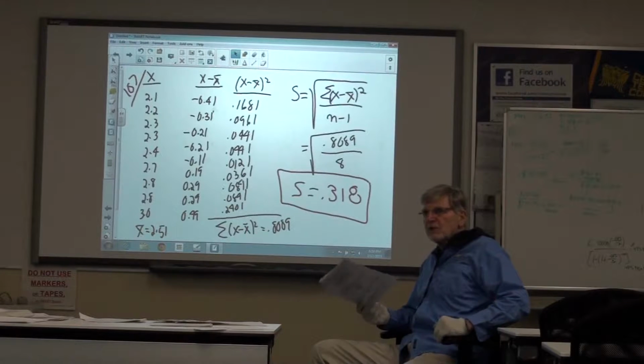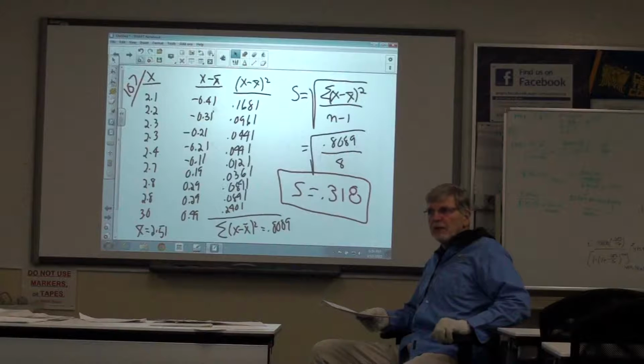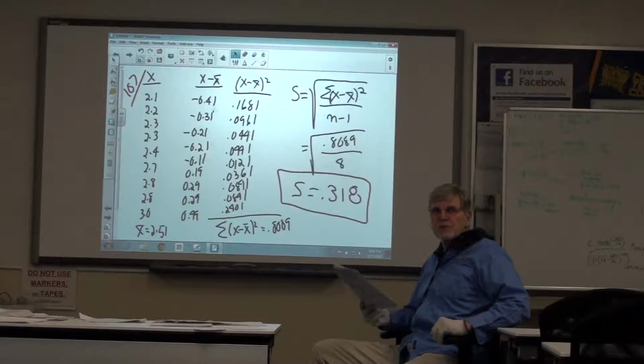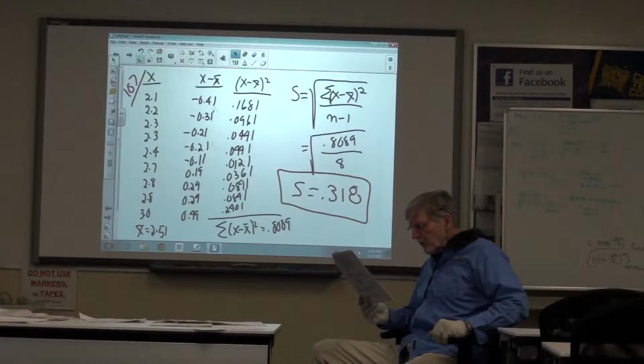S equals 0.318. Next, n equals 9, n minus 1 equals 8. Define the random variable X in words. It's the effective period of the tranquilizer for one patient in the sample.